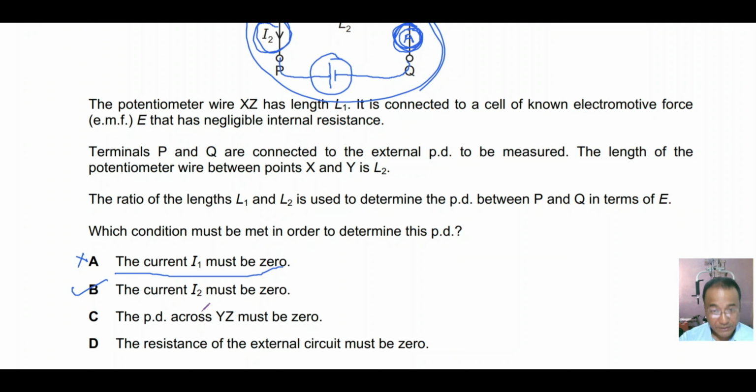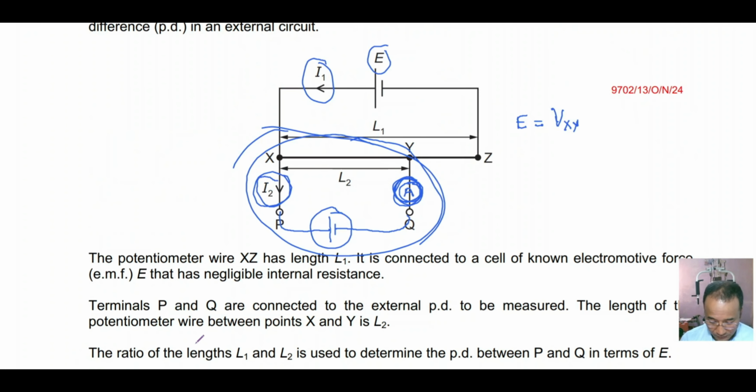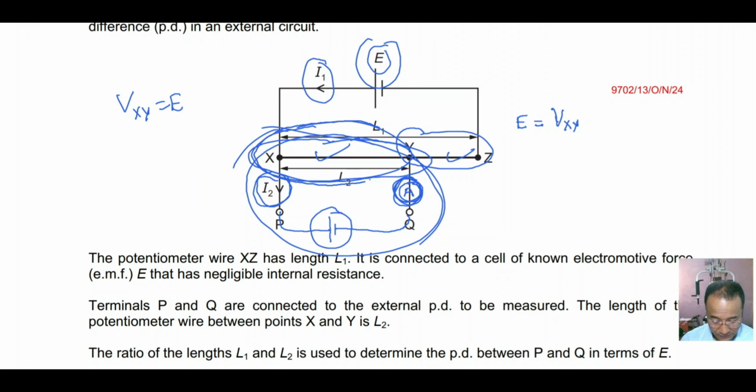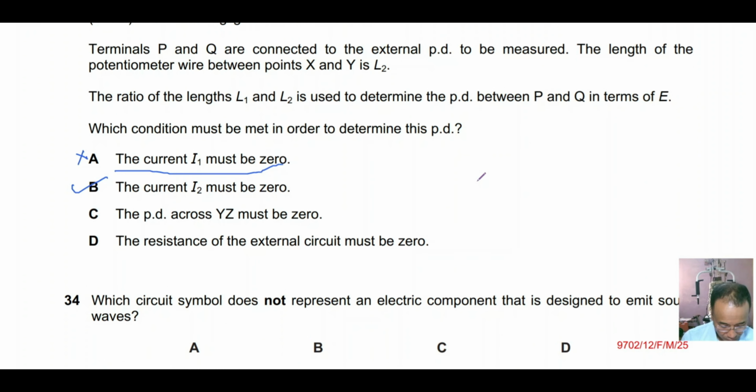Next, it says the PD across YZ should be zero. If the PD across YZ is 0, then Vxy is equal to E at all times. This is not possible because Vxy is obtained by the potential division of E. There are two resistors, and Vxy is only across this part. So we can't have Vyz always equal to 0 or Vxy always equal to E. So this condition is never possible. So this C is also not possible.